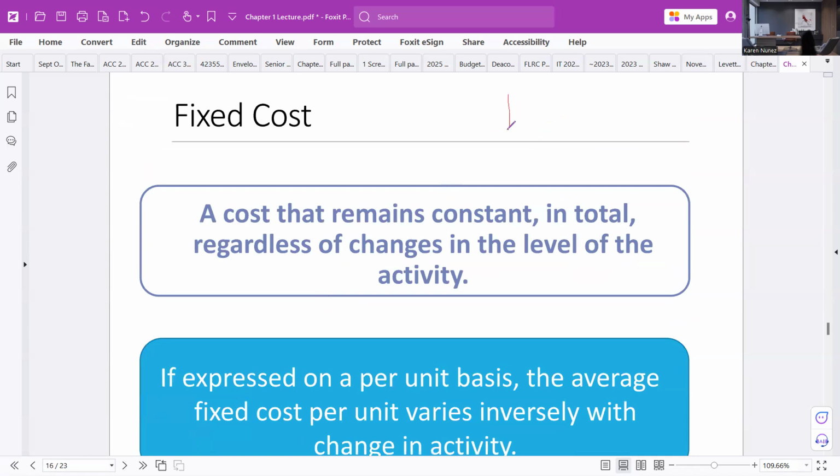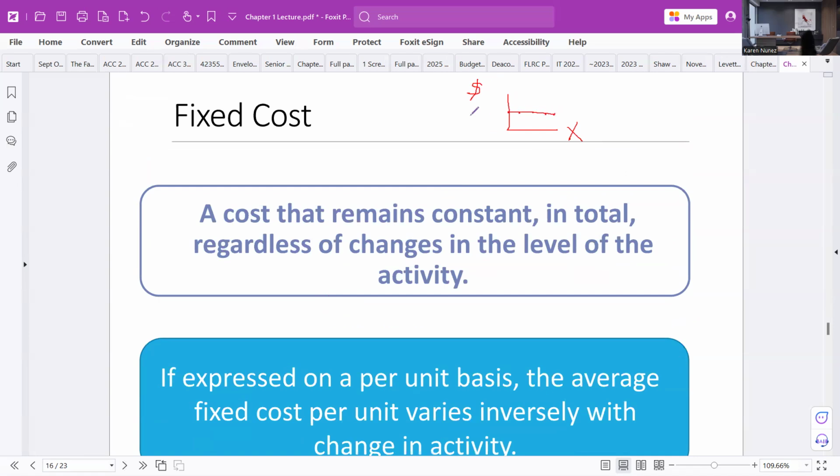And a fixed cost is a little bit different. Graphically, it kind of looks like this, right? Same kind of graph. You have the measure of activity or the volume on the x-axis, and you have the total cost on the y-axis. It doesn't matter what the activity is, right? The cost stays the same. As you can see, it's constant.